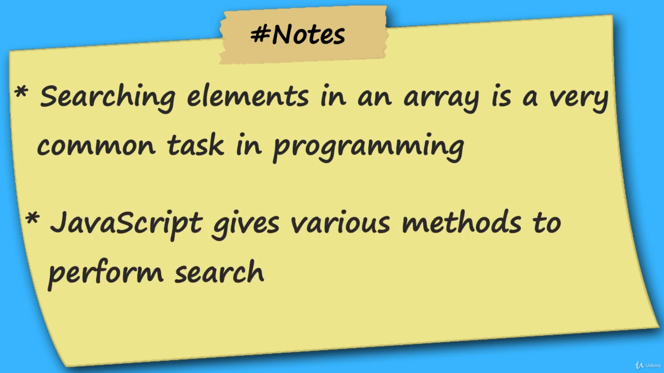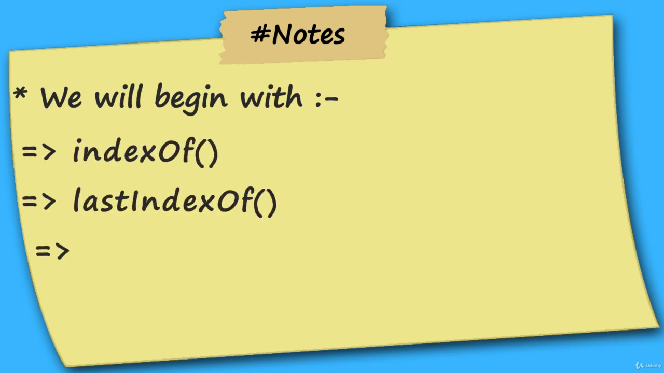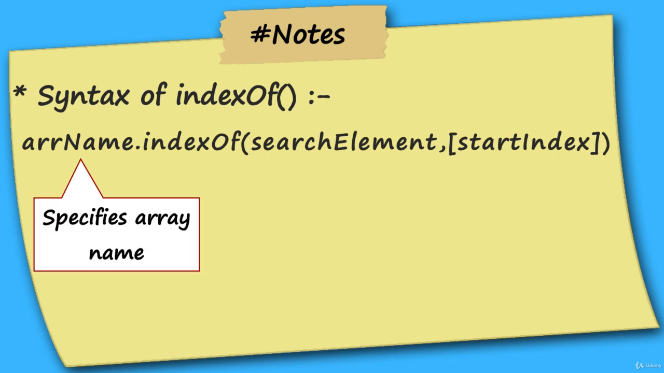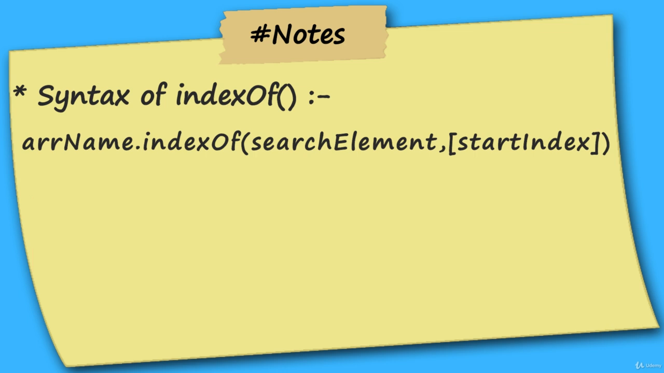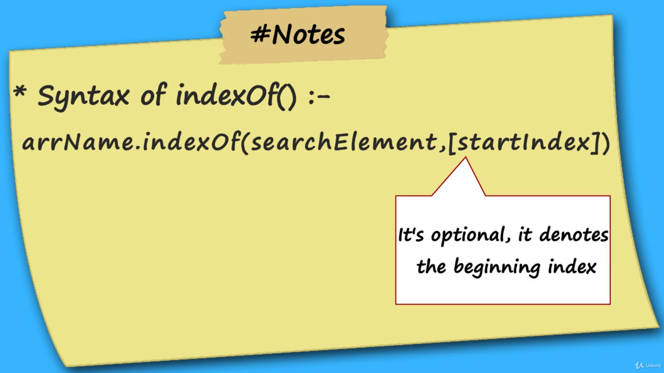JavaScript gives various methods to perform search. We will begin with 3 methods: indexOf, lastIndexOf, and includes. The syntax of indexOf is like this. There is an array name you specify and you apply the indexOf method. It takes 2 parameters. The first is search element, that is the element or the value you want to search, and the start index is optional, which denotes the beginning index.